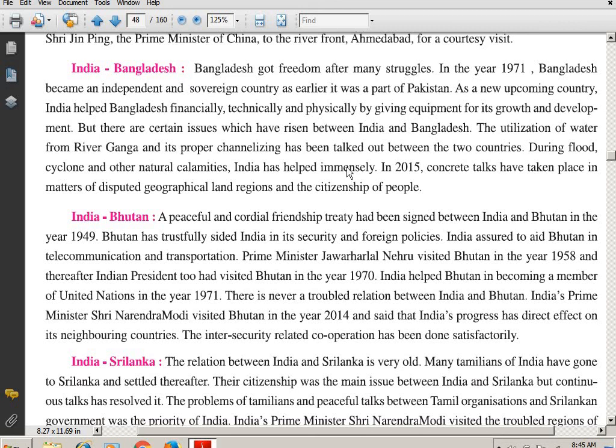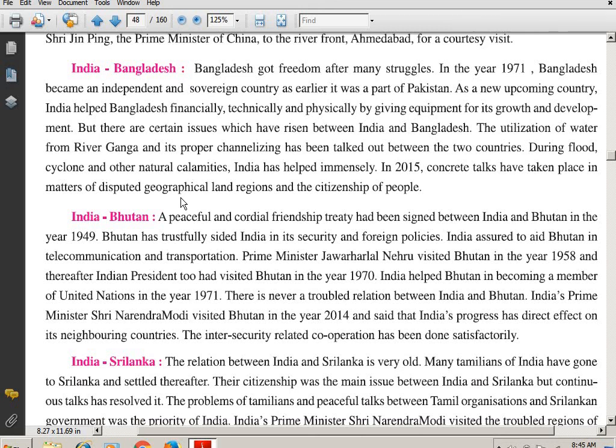And so, in order to give them their exact citizenship and identity, to settle where they belong, talks were held about what? About the matters of the disputed geographical land regions. So that was talked about in 2015. That was the relation between India and Bangladesh.